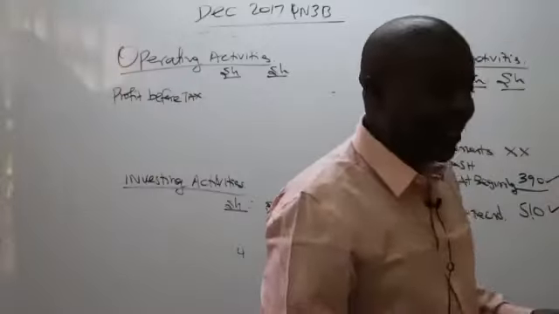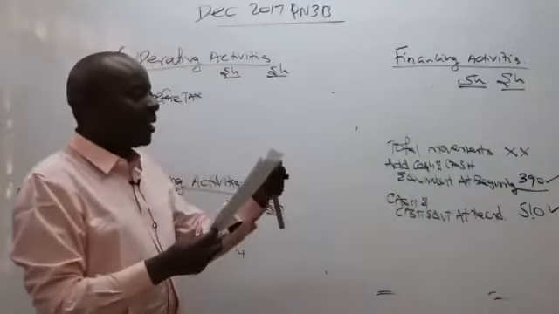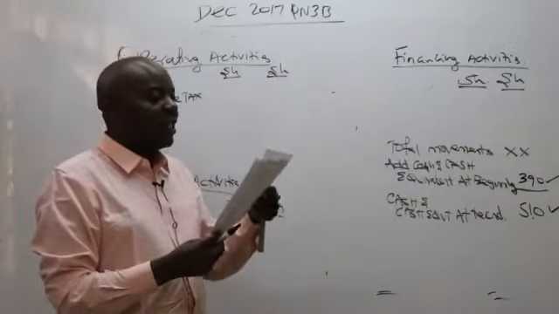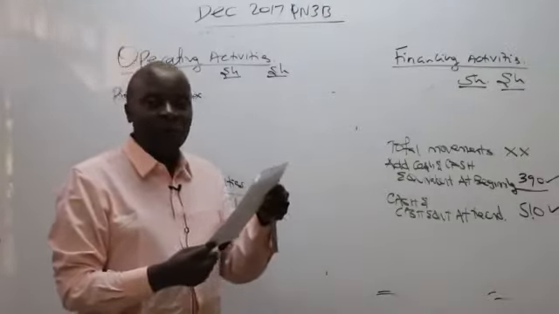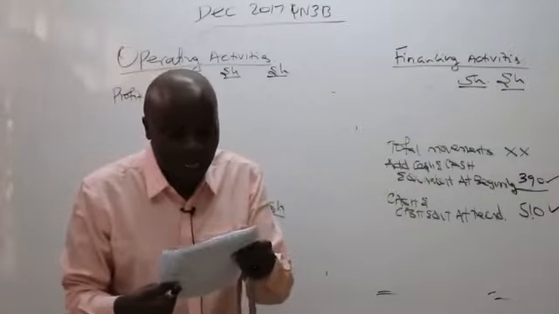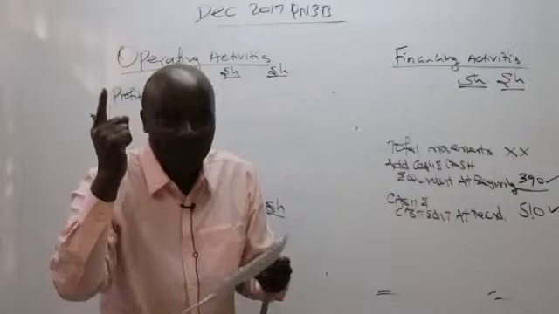Let's go slowly first, profit before tax. Please go straight away to the income statement that you have there. The income statement that you have there, what do we have? Somebody there has the profit before tax. Remember, the income statement will be given to us for just 1 year.